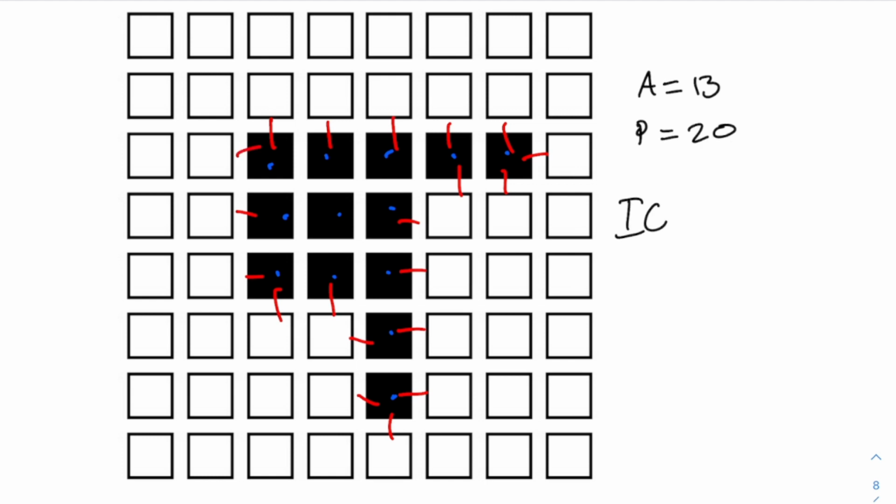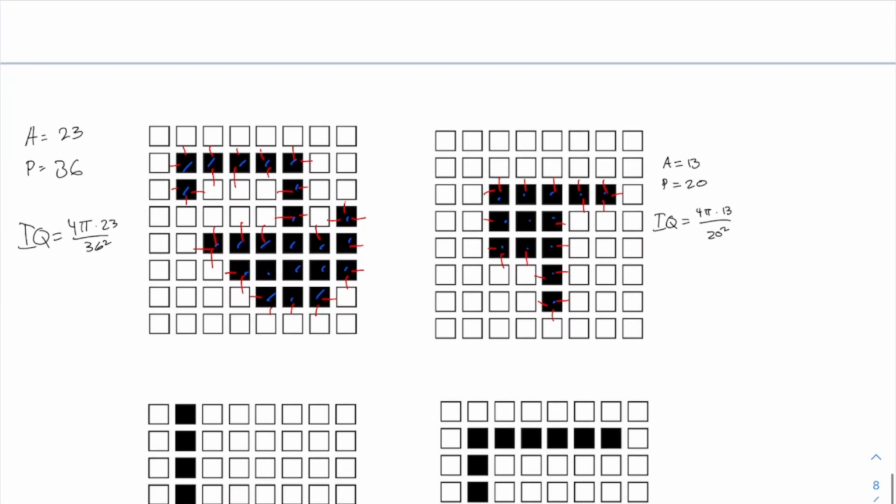And so this one, the isoperimetric quotient is 4 pi times 13 over 20 squared. And that's how we do it. If you actually plug these numbers into your calculator, you can compare the isoperimetric quotient of the shape on the right versus the shape on the left. When they're just written like fractions here, it's hard to tell which one is bigger. But if you plug those numbers in and make percentages, then you can easily compare from one to the other.